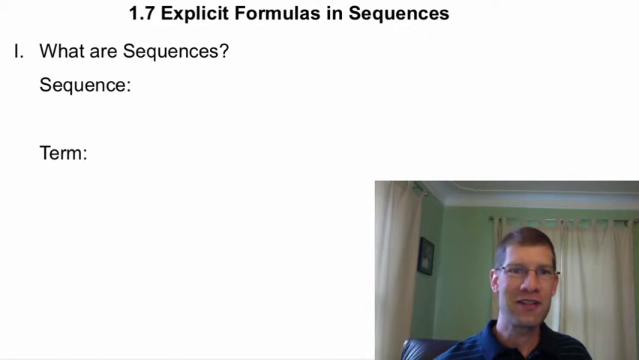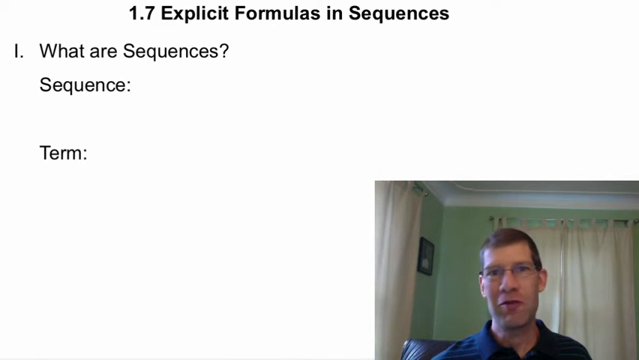Hi, we're here to do section 7 of chapter 1, explicit formulas and sequences. Sequences are going to be something that comes back over and over. We have them here in chapter 1, we have them in chapter 3, they come up in some other chapters. Explicit formulas are going to be one of two different types of formulas that we talk about with sequences.